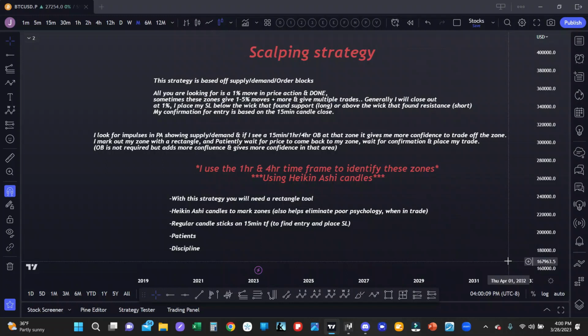Okay, so here are some rules and requirements for you. With this strategy, you will need a rectangle tool and Heikin-Ashi candles to mark zones. This will also help to eliminate poor psychology when you're in the trade, and I'll show you why. Regular candlesticks on the 15-minute time frame are for finding your entry and placing your stop loss. You need patience and you need discipline. If you can follow these simple rules, then you can be successful using this strategy. So let me go over to the charts. I'll show you how I mark them out.